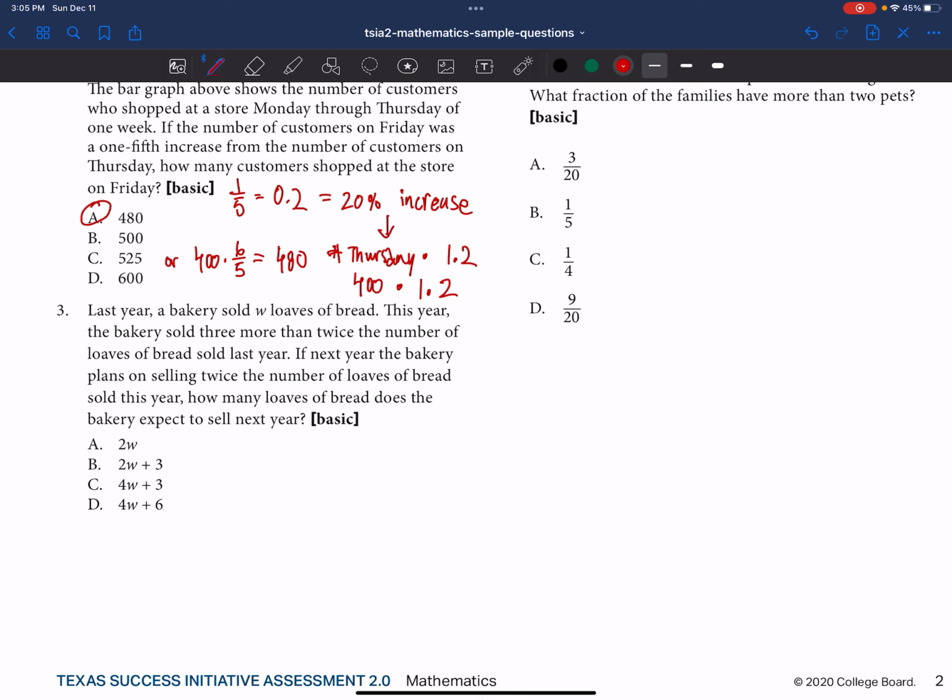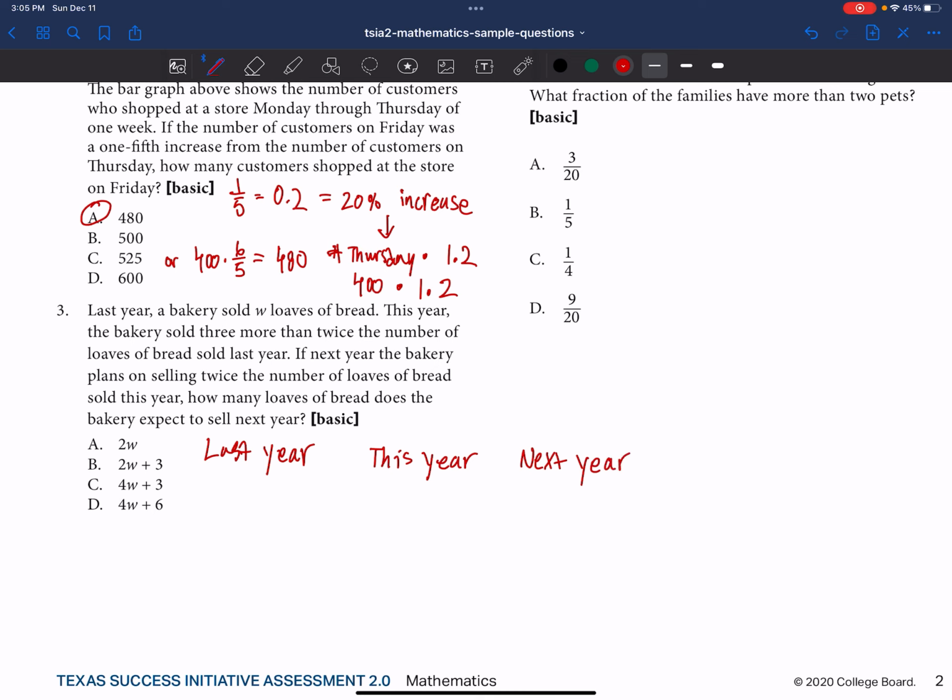Okay, number 3. Last year, a bakery sold W loaves of bread. This year, the bakery sold 3 more than twice the number of loaves of bread sold last year. If next year, the bakery plans on selling twice the number of loaves of bread sold this year, how many loaves of bread does the bakery expect to sell next year? Okay, so you've got essentially 3 things here. You've got last year, you've got this year, and you've got next year.